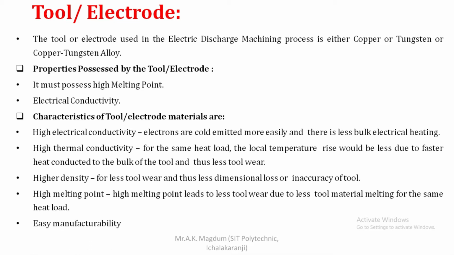And the last one is easy manufacturability. And one more is cheap cost. That is a very important thing while you choose the material for the electrode. Easy manufacturability means it should be easily machinable by conventional machining or maybe some advanced machining. And cheap means the cost of the electrode should be low, cheaply available in the market. So those are the basic characteristics of the electrode material.